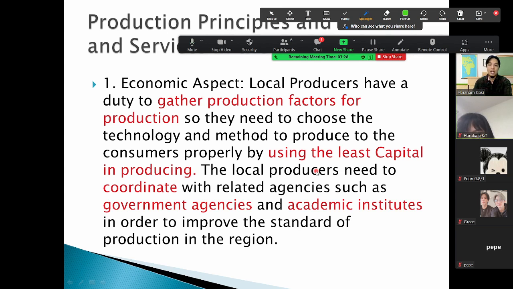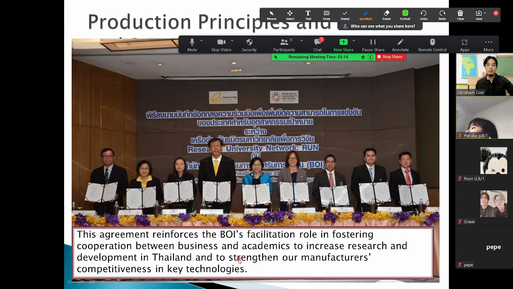collaborated with Kasetsart University to make an alternative to plastic. This is for the improvement of the products. We have an example here: this is an agreement of the Board of Investment, fostering cooperation between business and academics to increase research and development in Thailand.